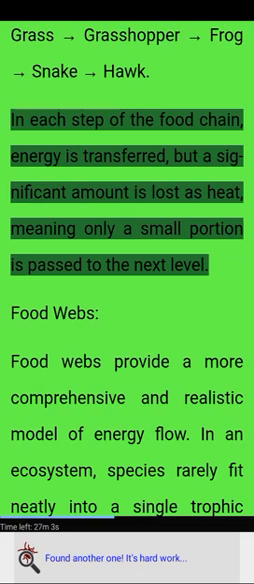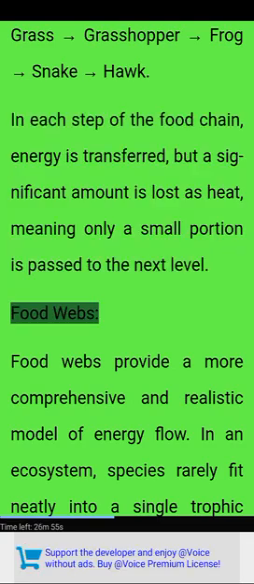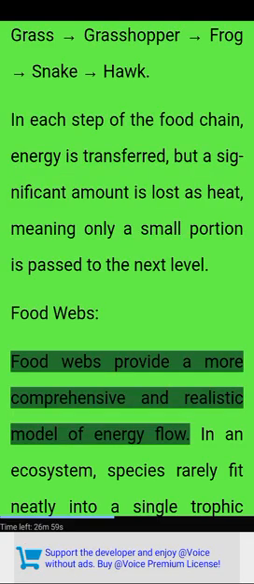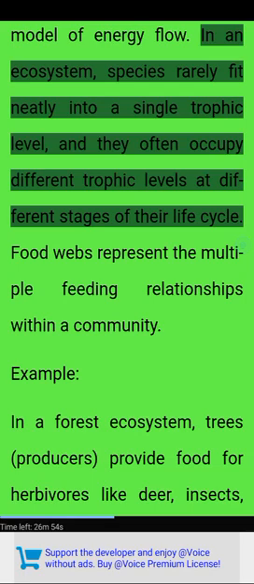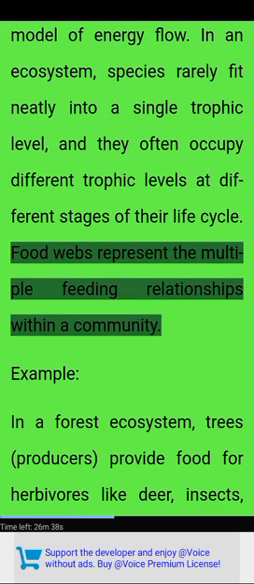In each step of the food chain, energy is transferred, but a significant amount is lost as heat, meaning only a small portion is passed to the next level. Food webs. Food webs provide a more comprehensive and realistic model of energy flow. In an ecosystem, species rarely fit neatly into a single trophic level, and they often occupy different trophic levels at different stages of their life cycle. Food webs represent the multiple feeding relationships within a community.